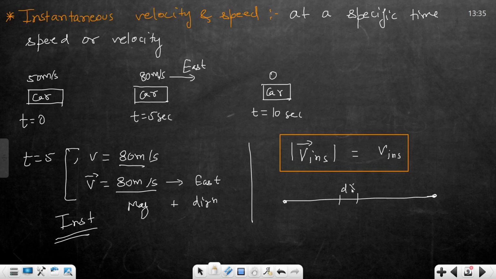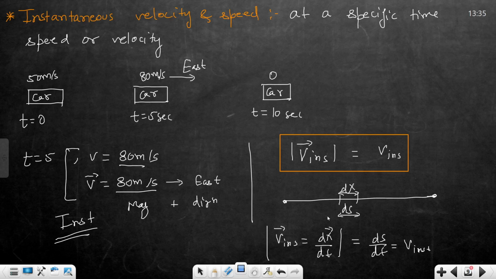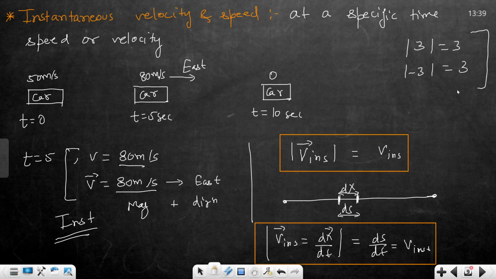So when the car is moving, whenever you take instantaneous part, that means you are taking dx. This is the dx and ds are always same because they are differential length. So when you calculate instantaneous velocity, it will be dx by dt and its magnitude will be equal to ds by dt, that is equal to instantaneous speed. Clear? So whenever you calculate instantaneous values, you have to differentiate. आपको differentiate करना पड़ेगा. चलो इतना नोट कर लो.